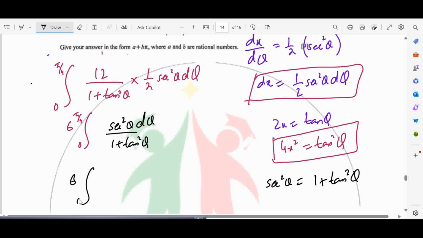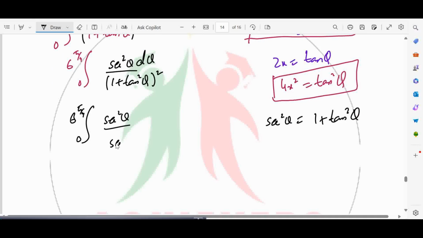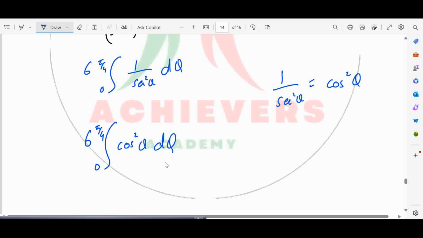So that is why this will be 0 to pi by 4 and secant square theta by secant square theta. Basically in the denominator it was whole square, so we need to use it. So secant square theta whole square d theta. Now from here we can cancel out these two. So 6 integral of 0 to pi by 4, 1 by secant square theta d theta. From here we know that 1 by secant square theta is equal to cos square theta. That is why we can replace it with 0 to pi by 4 cos square theta d theta.